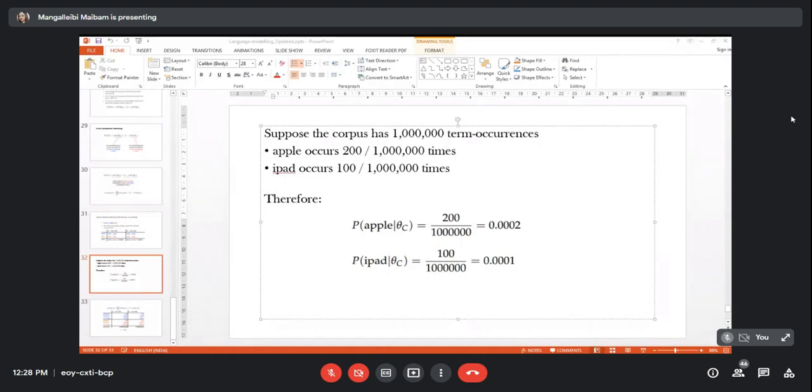Okay. Then the next one is text classification. Text classification, we will just start the introduction and we will continue in our next class.